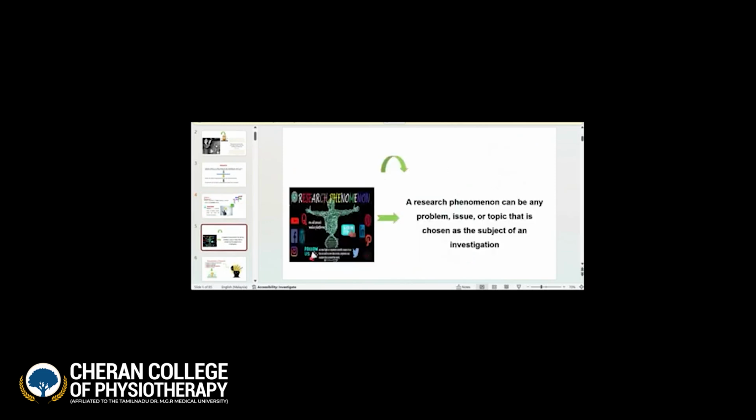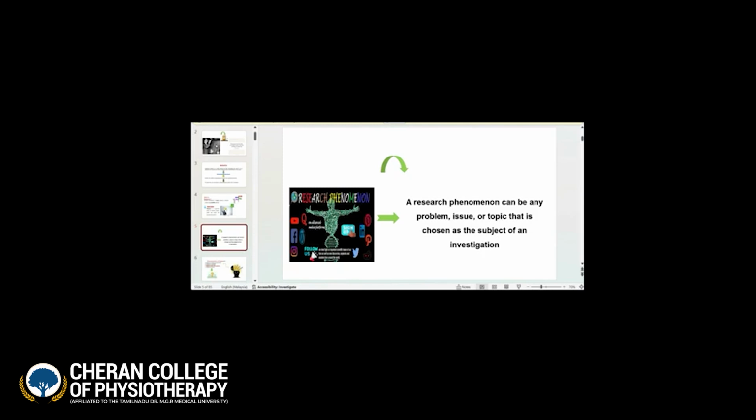So coming to the phenomena, how can we take the phenomena of a research? Research phenomena can be any problem. It can be any issue or any topic that is chosen as the subject of an investigation.